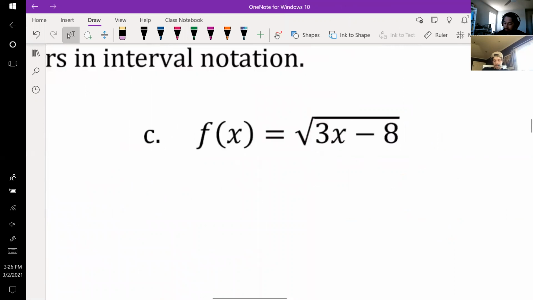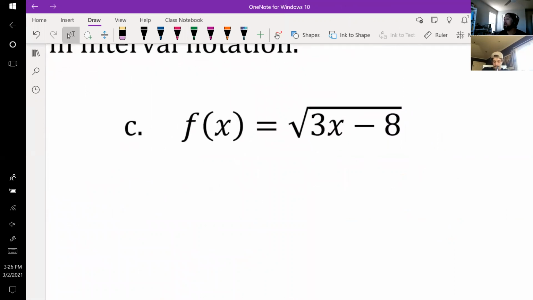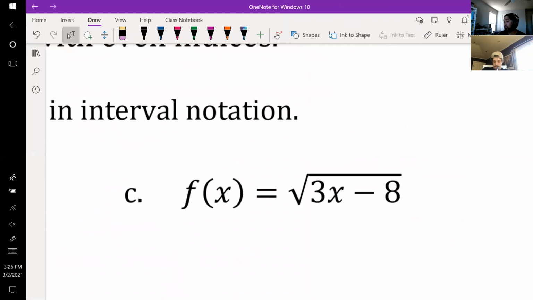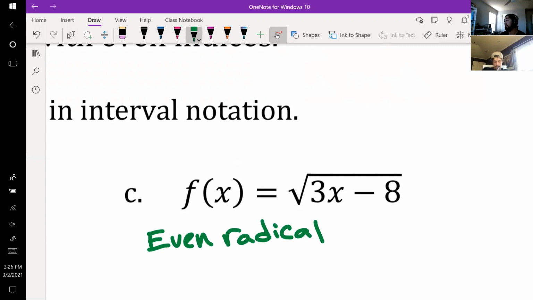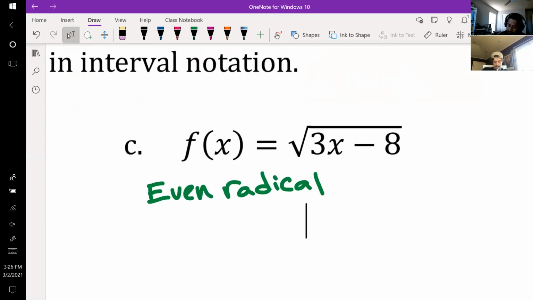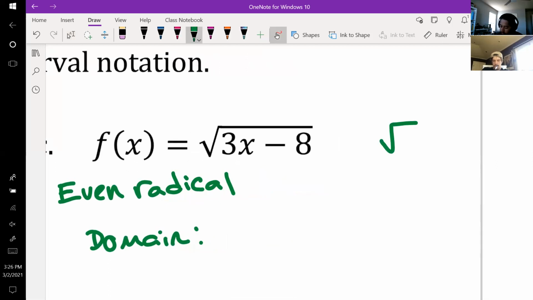C, f of x equals the square root of 3x minus 8. Okay, so the square root is an even root. So the type of function we are dealing with is called an even radical. So to find the domain of an even radical, let's see what we know about the square root. I'll write this to the right. If I just had the plain old square root of x, can you take the square root of a negative number?